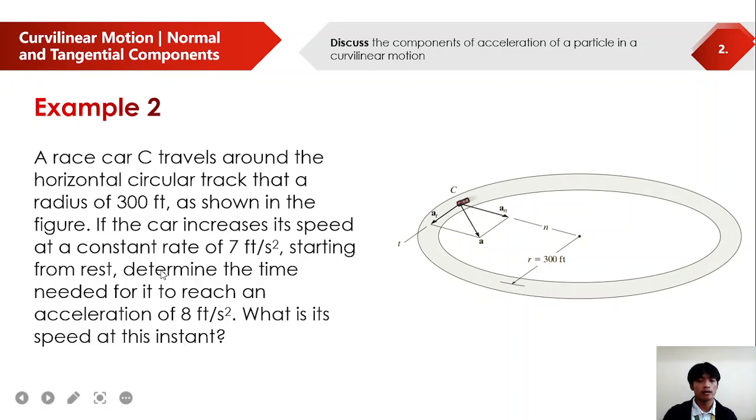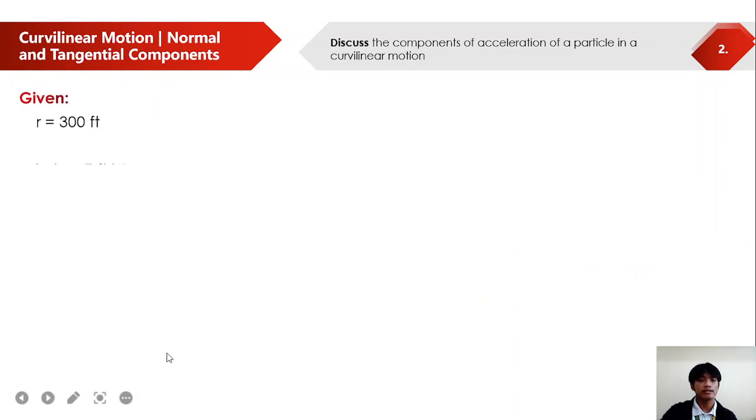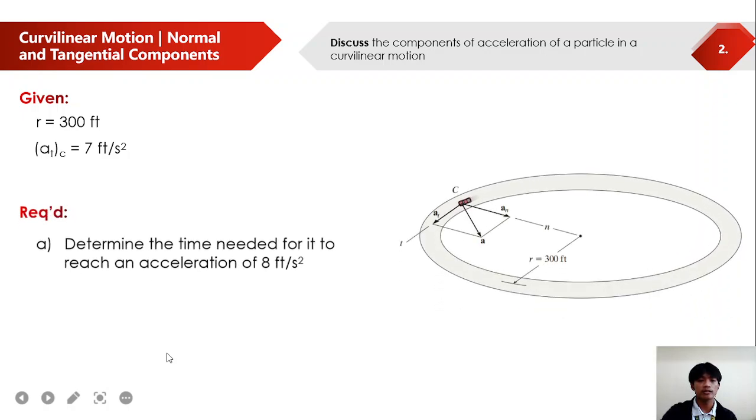So we are to find the time to reach the acceleration of 8 feet per second squared, and the speed, or the magnitude of the velocity itself. Okay, so the given r, or the radius, is equal to 300 feet. Our a sub t is 7 feet per second squared.